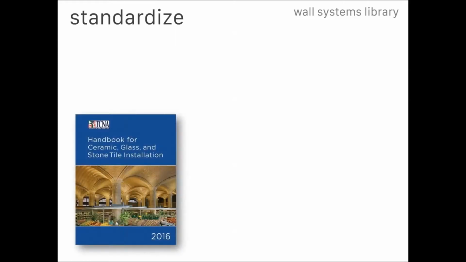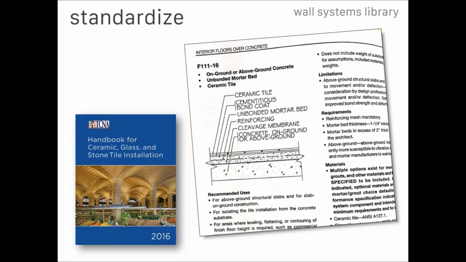And we're working toward that, and I think we're making some progress. And I like to use the Tile Council of North America as an example. It's a different trade. It's also one of the masonry trades. But I like to use this as an example of how an industry, a subset of the construction industry, has organized and identified common tile assemblies by names and numbers.